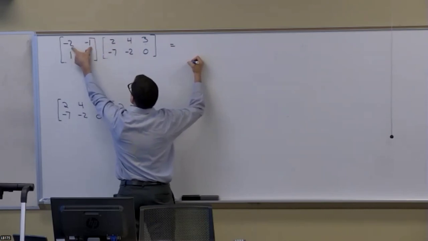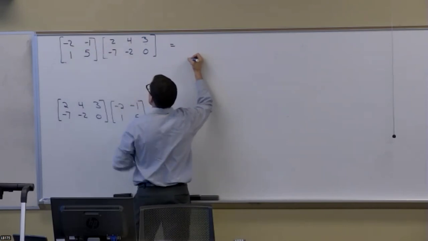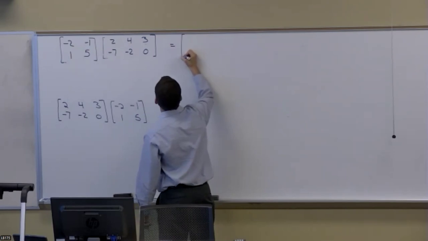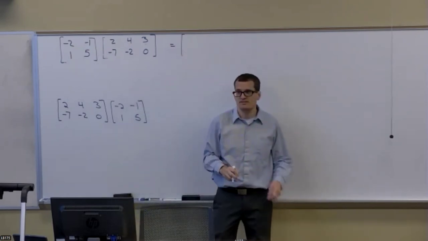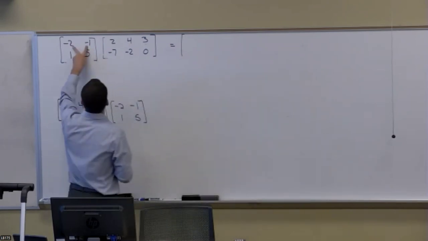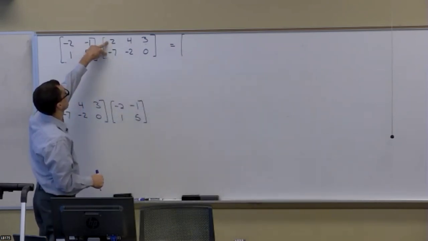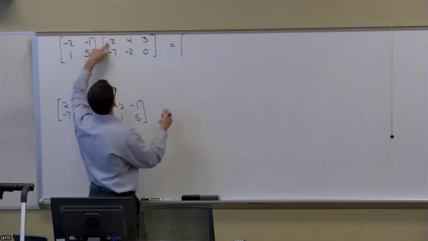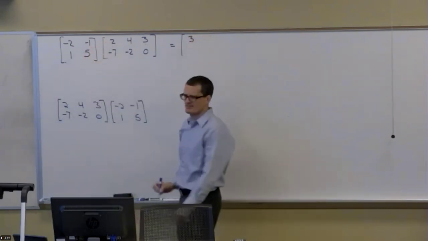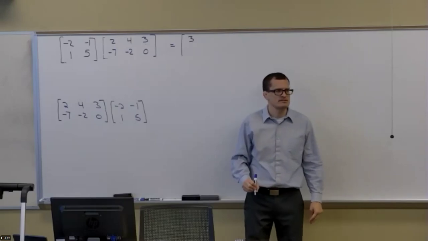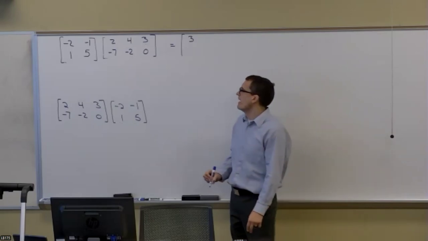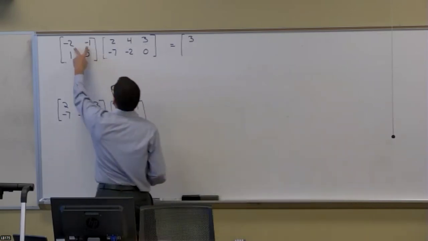I take -2, -1 times 2, -7. Let me do this in my head. So -2 times 2 is -4. -1 times -7 is going to be a +7. That's going to be -4 plus 7, which is 3. That's tough, but we can do it. You understand what I'm doing there? You can do it on your calculator too, if you want.